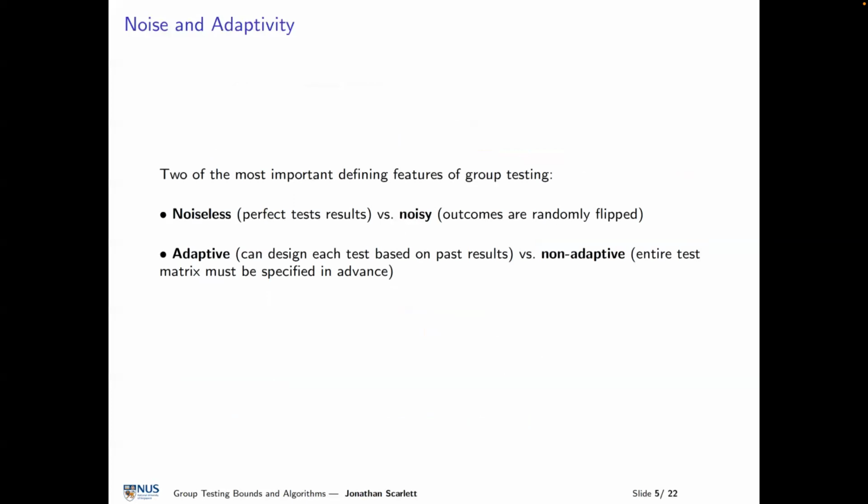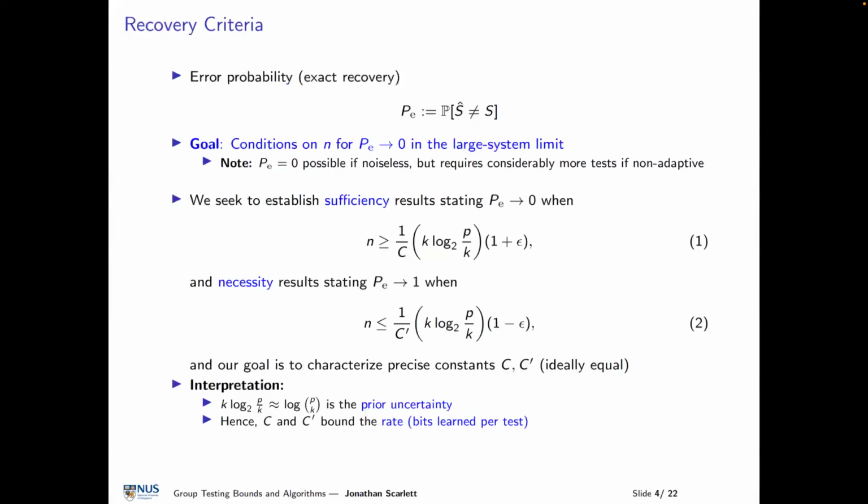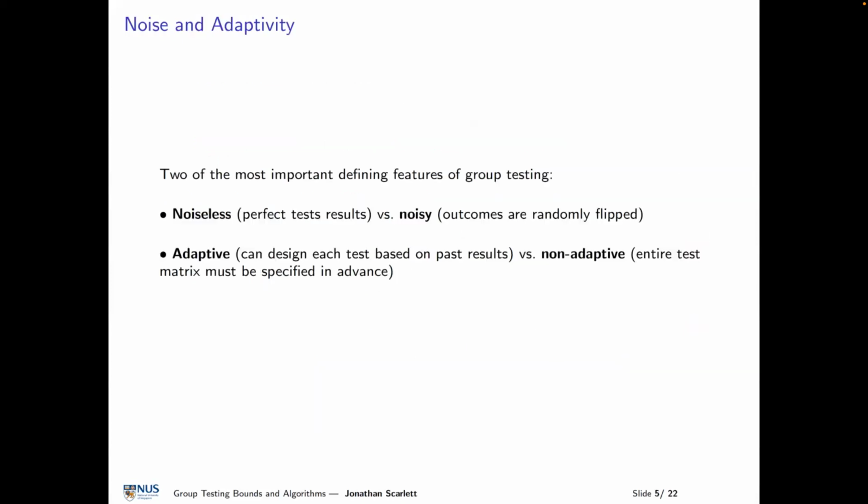Okay, so here are two defining features that I'm going to focus on a lot. Actually, one of the defining features was the recovery criterion: do you want to exactly recover S? Do you want 0 error probability? That's also important, but I'm just focusing on small error probability. Just as a side note, if you want 0 error probability, you need more like k-squared dependence. So you can get 0 error probability if there's no noise, but you pay a big price, like k-squared instead of k. So let's not focus much on that. Let's focus on these criteria here.